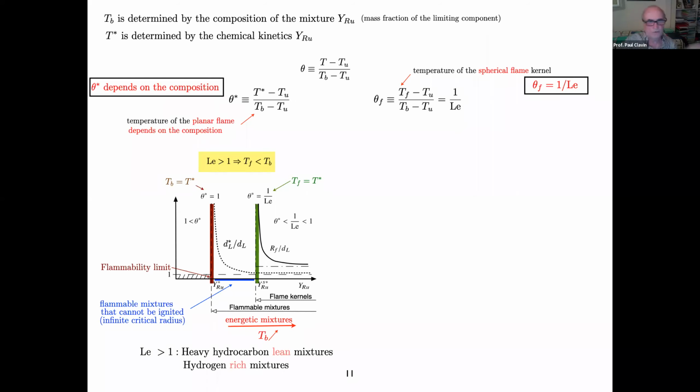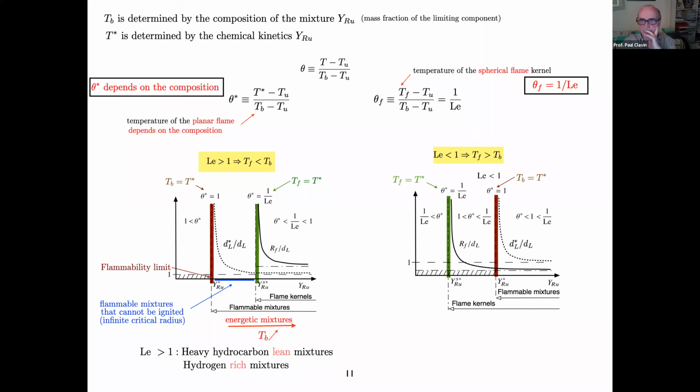So this is the case for heavy hydrocarbon mixtures, or for a rich mixture of hydrogen. But in the opposite case, when the Lewis number is the opposite, it is just the opposite. You have a spherical Zeldovich solution, radius, that exists for concentrations that are below the flammability limit.